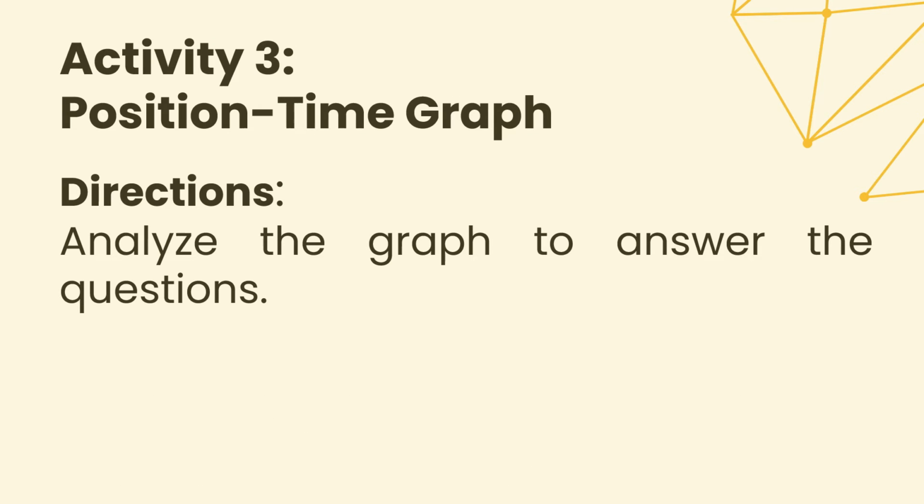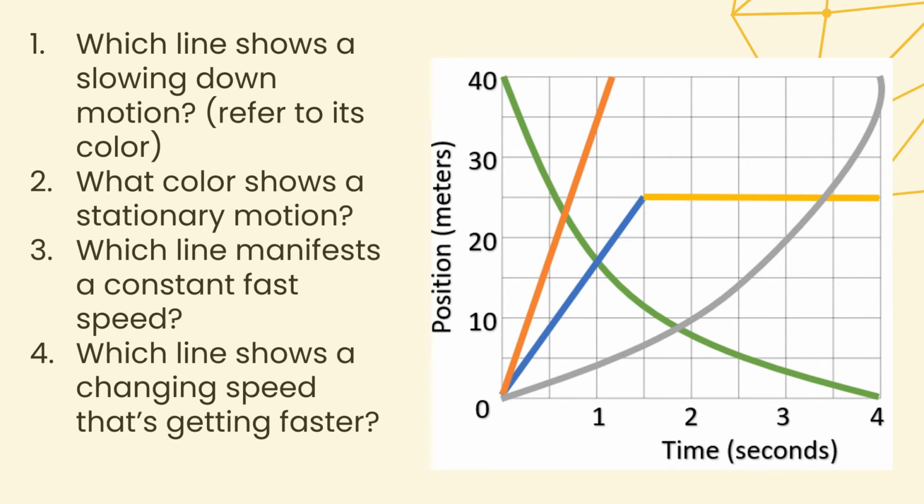Activity 3. Position time graph. Analyze the graph to answer the following questions. 1. Which line shows a slowing down motion? Refer to its color. 2. What color shows a stationary motion? 3. Which line manifests a constant fast speed? 4. Which line shows a changing speed that's getting faster?